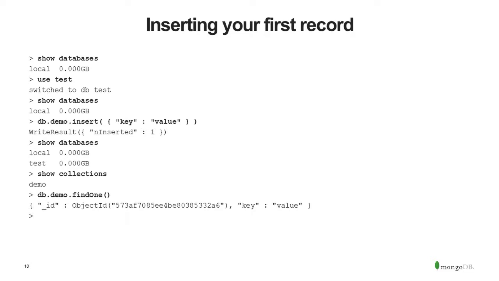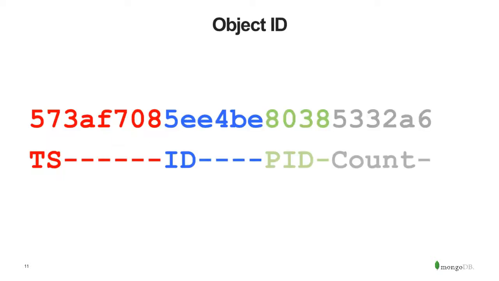And even though we inserted just a key value, we got this object ID inserted automatically as part of the create. So what is this object ID? Well, every document that you insert into a MongoDB database gets an object ID for free. And this is a unique key on every document in your database. And it consists of a set of predefined values.